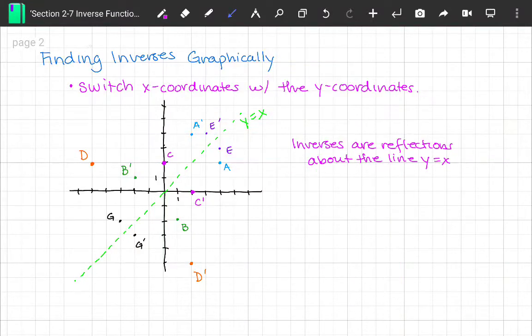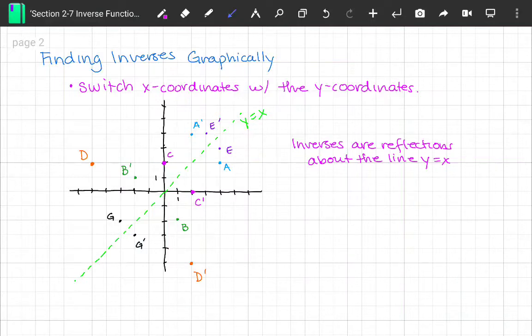And like I said, to find inverses graphically, you can think of it either way. It's just whatever happens to be more convenient at the time. You can switch the x and the y coordinates, or you can think of it as a reflection in the line y equals x. It's the same exact thing. When you reflect about y equals x, you switch the x and the y coordinates. If you switch the x and the y coordinates, you're reflecting in the line y equals x. So these are equivalent statements right here. They have the same end result.